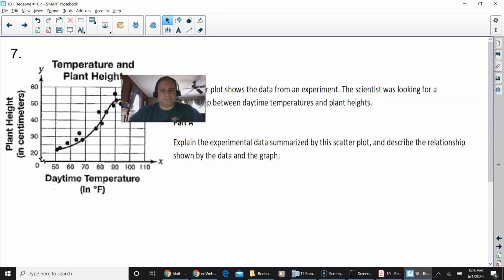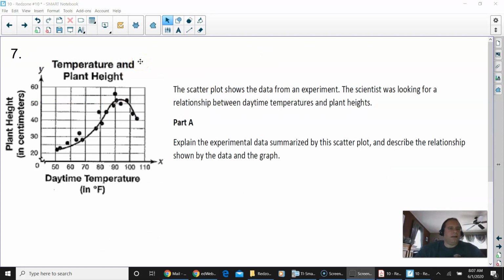Number 7. The scatter plot shows the data from an experiment. The scientist was looking for a relationship between daytime temperatures and plant heights. Part A. Explain the experimental data summarized by this scatter plot. Describe the relationship shown by the data and the graph. All right, and what's happening? This is the daytime temperature, and this is the plant height.